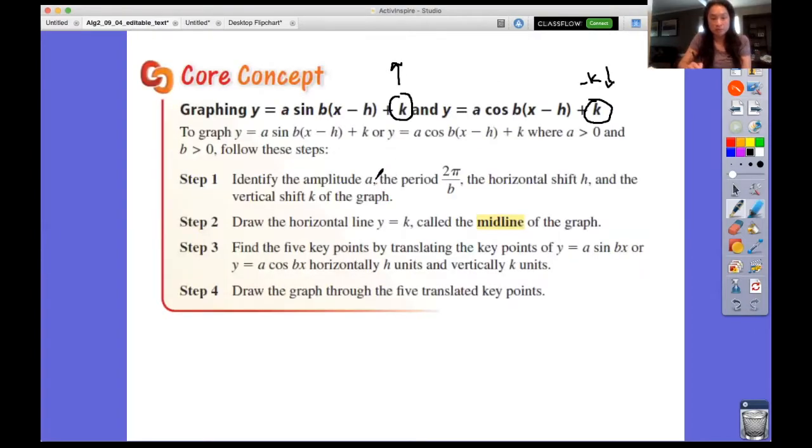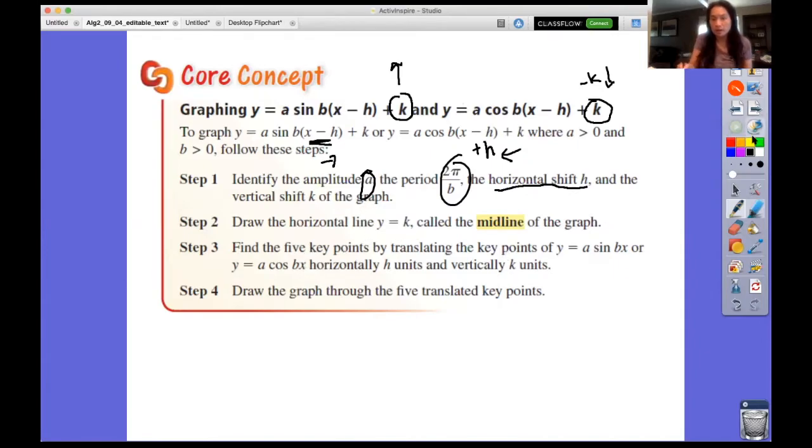We already know what the amplitude is and what the period is. The horizontal shift right here is H. It's on the inside, so it's really important to know that the parentheses talk about the horizontal shift. If it's minus H, remember, it moves to the right. If it's plus H, it moves to the left. For sine and cosine, A is the amplitude, which is the distance from the midline to the maximum point or the minimum point.